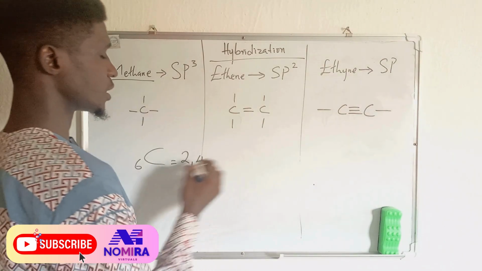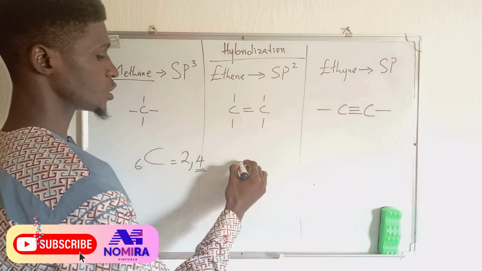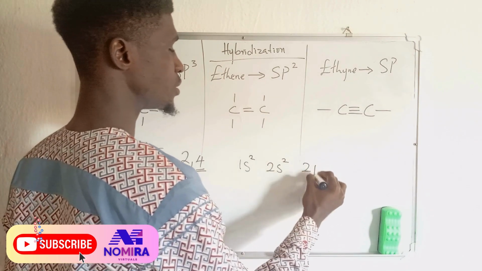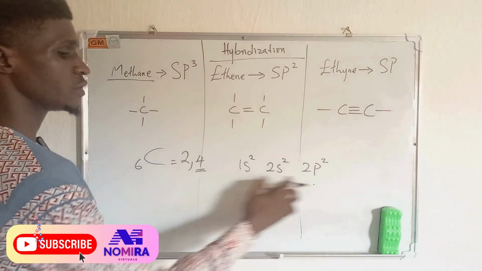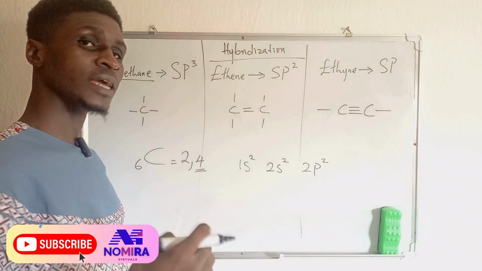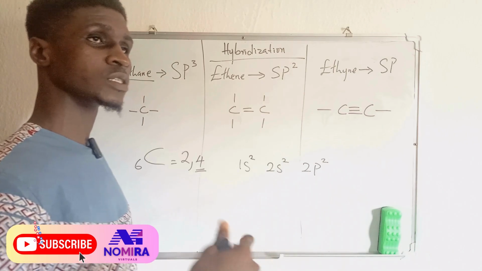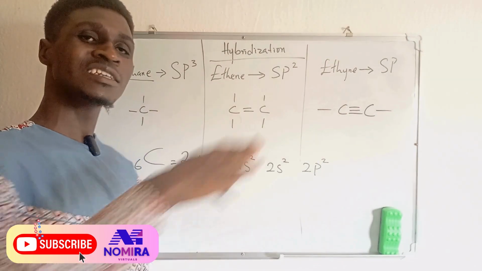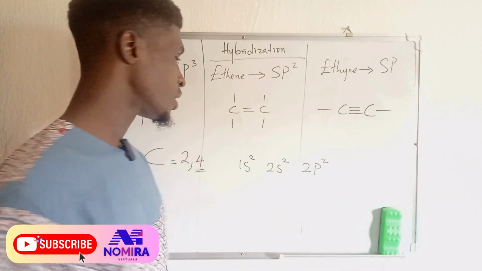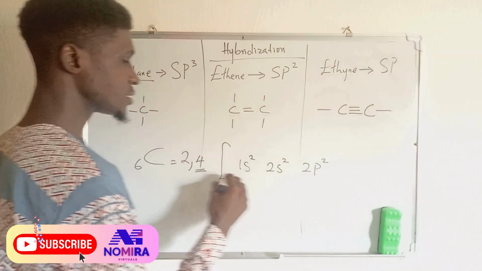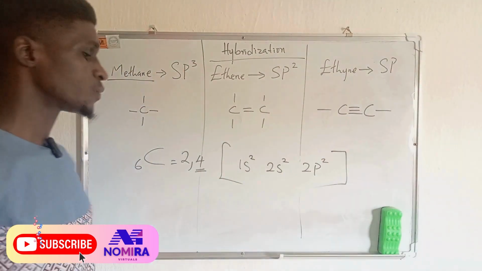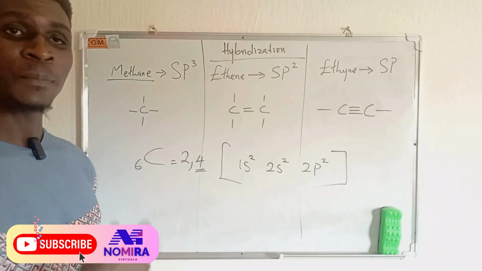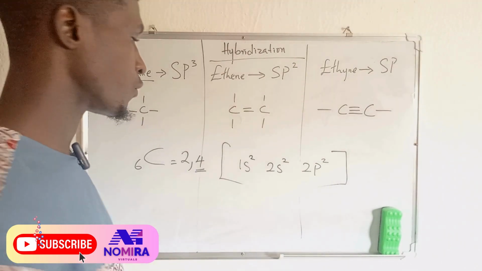We are going to be looking at carbon, which will give us 1s2, 2s2, and then 2p2. This arrangement is guided by the Aufbau principle that states that in filling up electrons in the orbitals, you have to fill in the increasing order of their energy level. So memorize this. This is how the ground state of carbon appears in the electronic configuration.